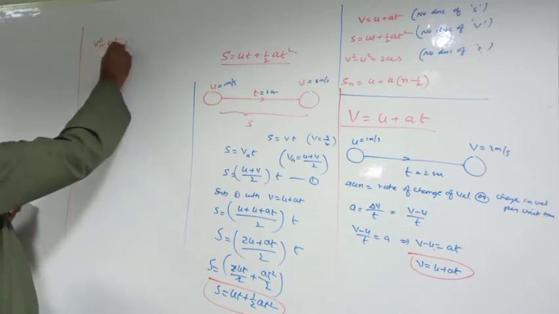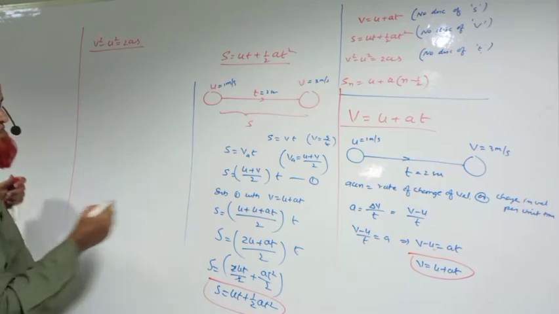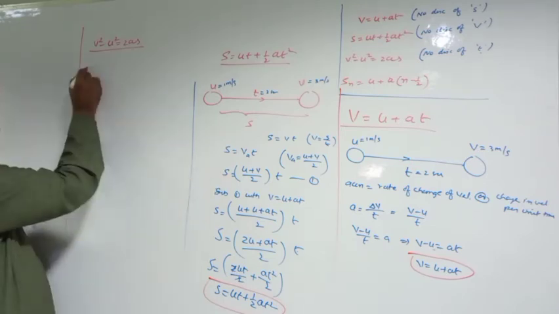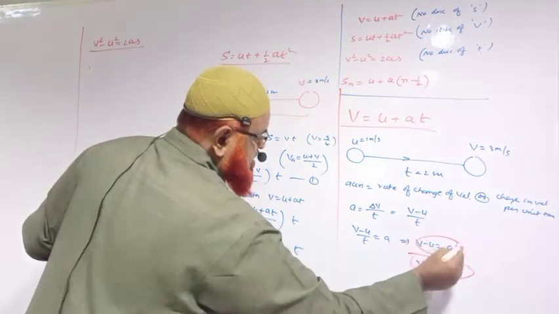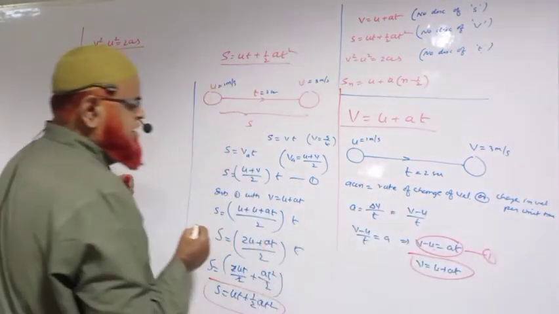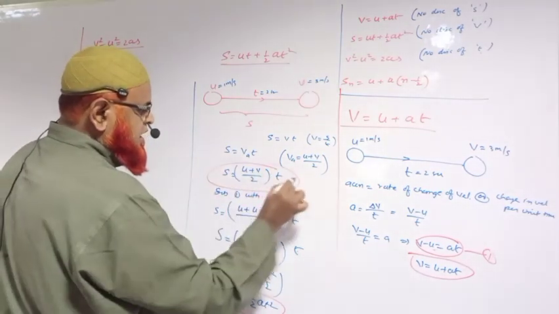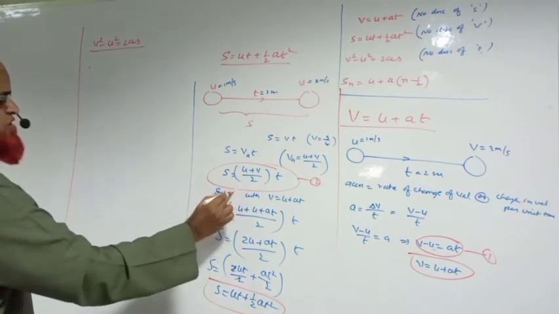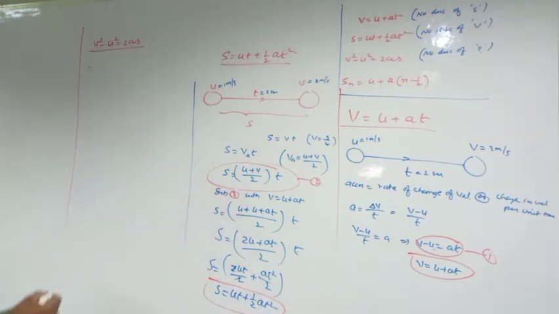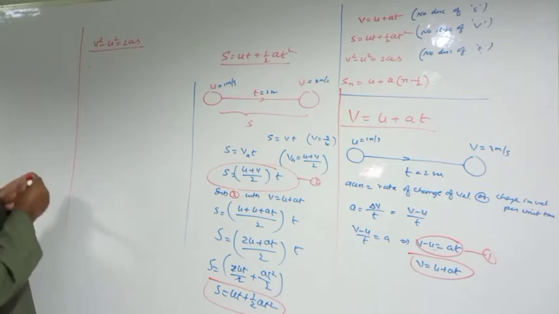v square minus u square is equal to 2as. How are you going to get this one now? If you observe here, let us take this as equation number 1. Okay, can you take this as equation number 2? Let us imagine. Okay, that is equation number 2. So here you can write like this.